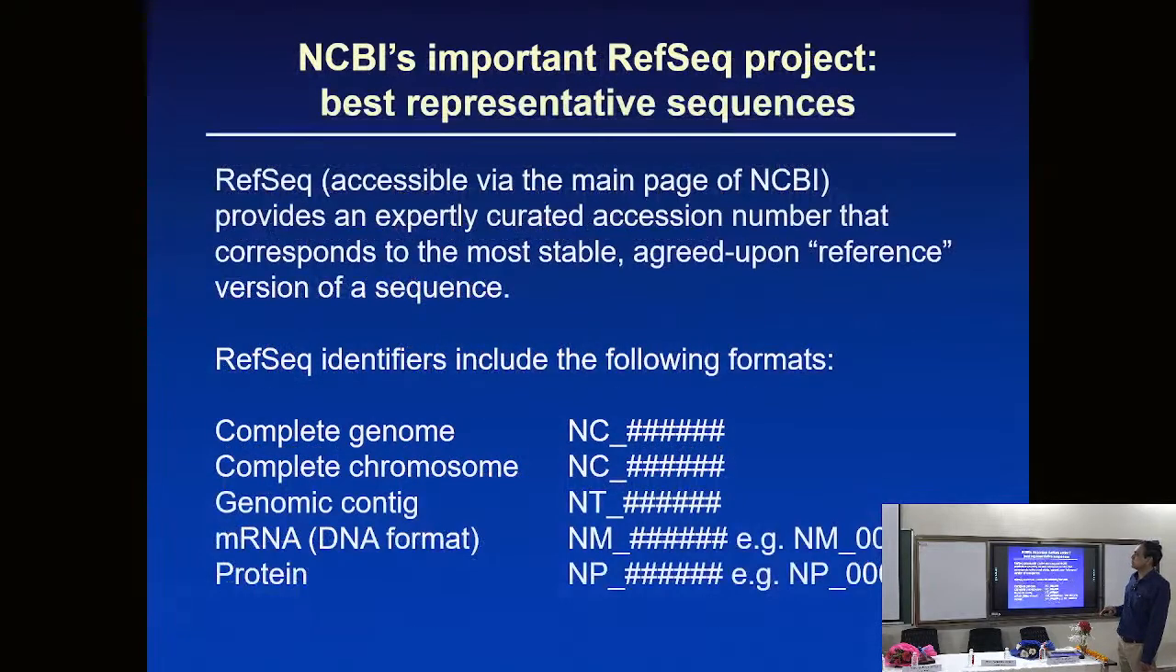So you would want to consider the RefSeq data, the DNA data, genome, chromosome, and contig. They start with NC or NT, messenger RNA, NM, protein, NP.